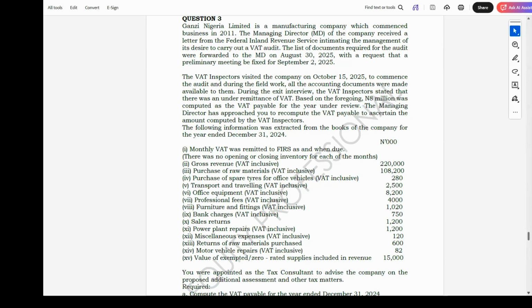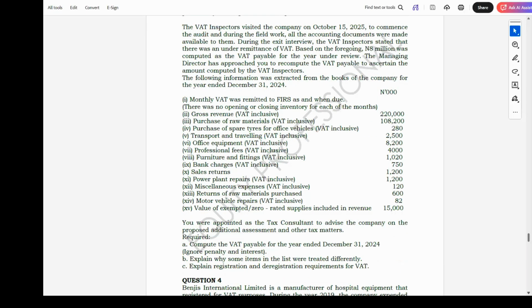All are figures. You are appointed as the tax controller to advise the company on the proposed additional assessment and other tax matters required. A, compute the VAT payable for the year ended 31 December 2024. Ignore penalty and interest. B, explain why some items in the list were treated differently. C, explain registration and the registration requirement for VAT. This question relates to the last diet question.